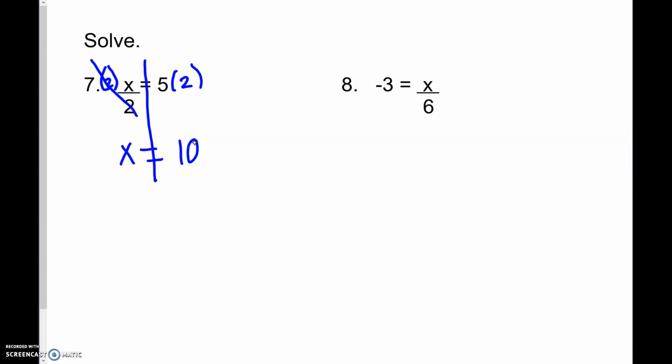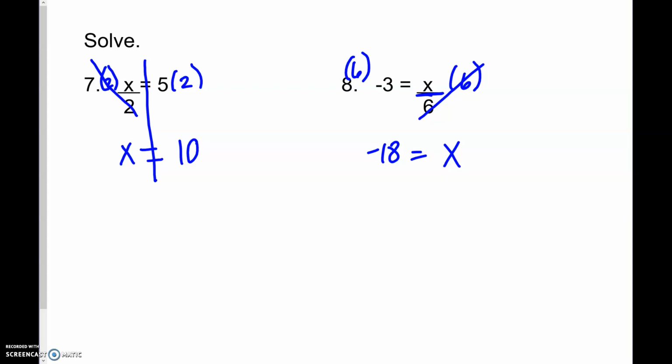All right, number 8. They move the x over onto the right-hand side, but this says x divided by 6. Now, what is the opposite of dividing? The opposite of dividing is multiplying. So we are going to multiply both sides by 6. So 6 times negative 3 is a negative 18. And over here, 6 on top, 6 on the bottom, they cancel. So we have a 1x, and we're going to just write x.